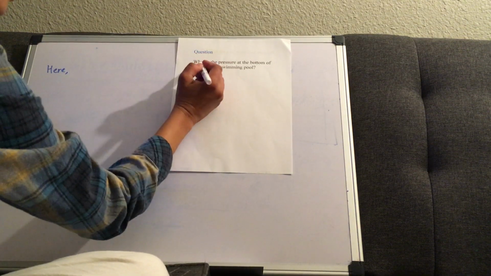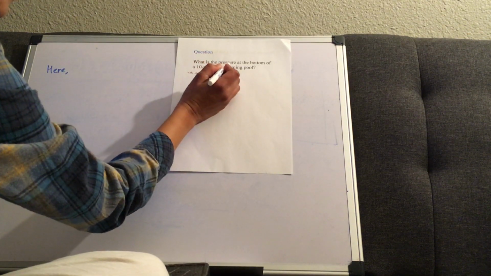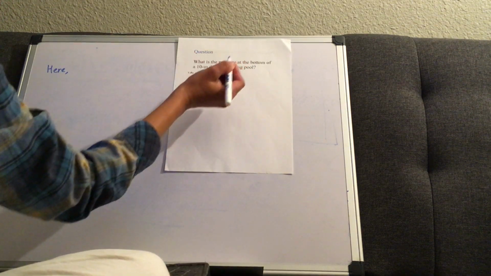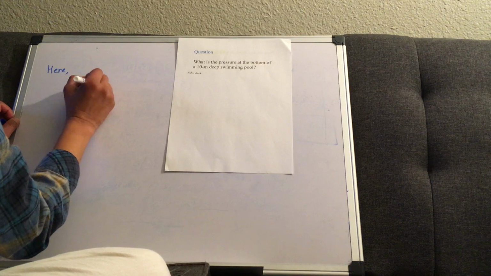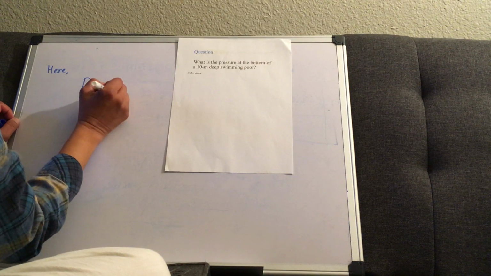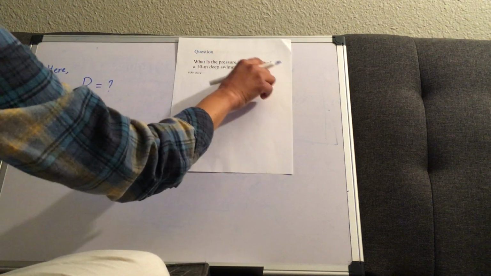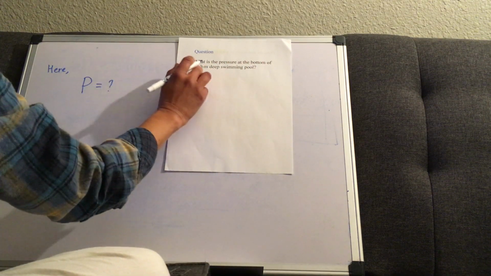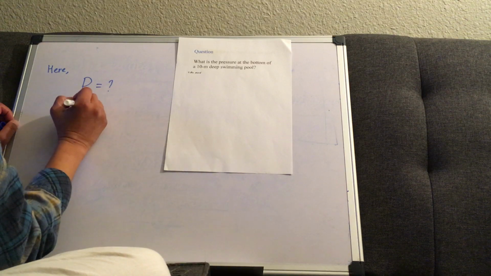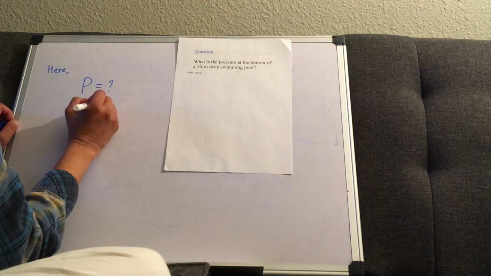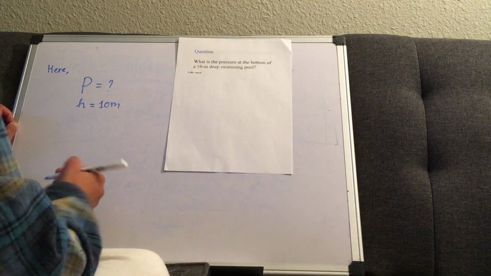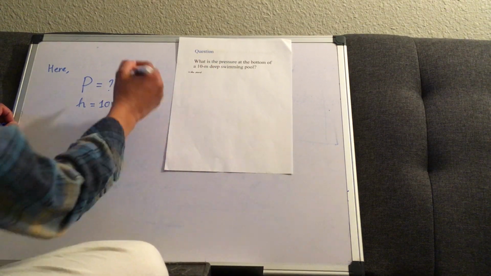So let us read. What is the pressure at the bottom? I'm going to write: what is the pressure, P equal to what, at the bottom of a 10-meter deep swimming pool. This 10-meter deep means we are given height equal to 10 meters. Now I'm going to make a swimming pool.